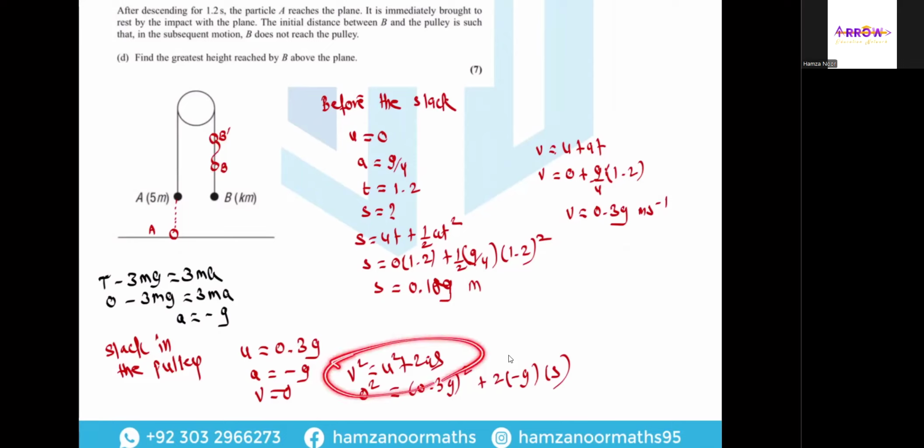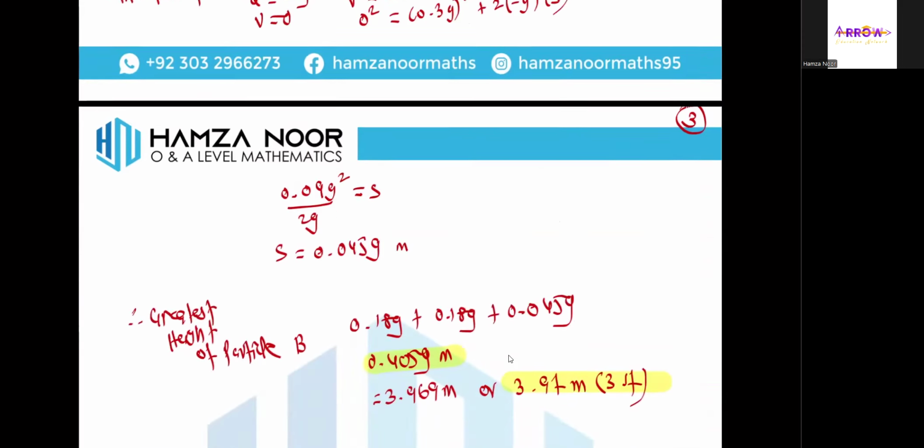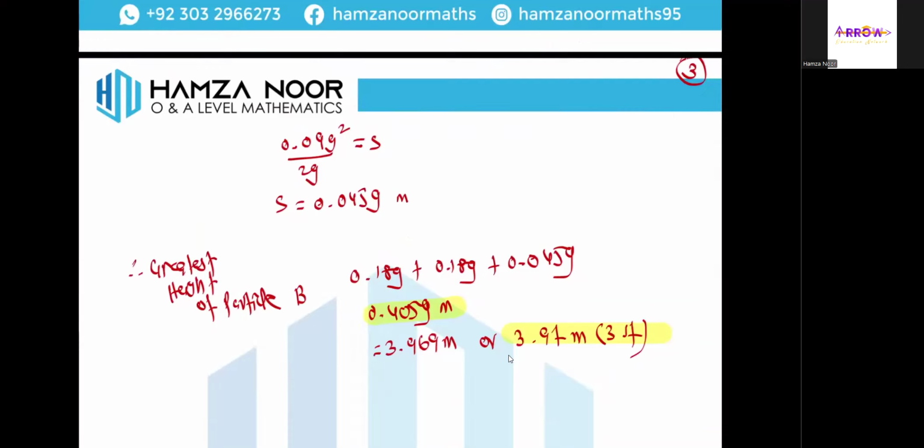We have v squared equals u squared plus 2as. In place of v, I'm going to write 0. In place of u, I'm going to write 0.3g, and acceleration is minus g. So s is unknown, and we are going to find the value of s.